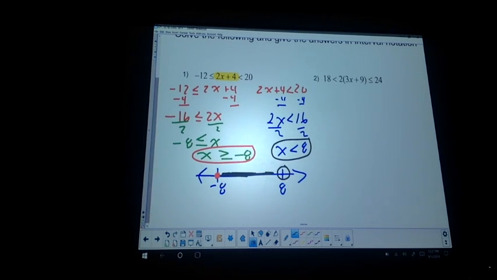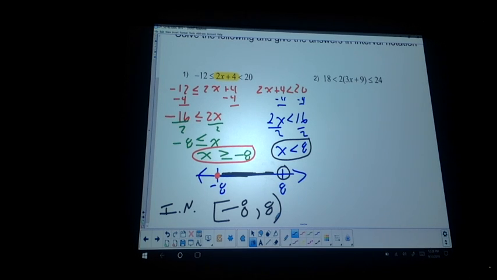So we want to put it in interval notation. I'm going to do it from left to right. Reading from left to right, where does my graph start and stop? Negative 8. Square or rounded bracket? Square. Good. Then 8. Square or rounded? Done. Is that a closed circle on the negative 8? It's a closed circle, solid dot.